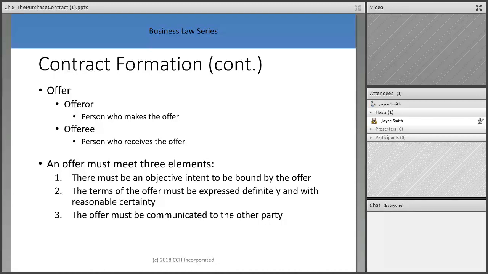The offer has three elements. It has to be an objective intent to be bound by the offer. Terms of the offer have to be expressed definitively and with reasonable certainty. So when we go through this contract, it says this is the piece of property we're buying, this is the amount of money we're going to pay for it, and we're going to close by this certain time. Those are some of the elements that make it a valid contract. And the offer must be communicated to the other party. In other words, if I make the offer, I'm going to give it to them. There has to be acceptance.